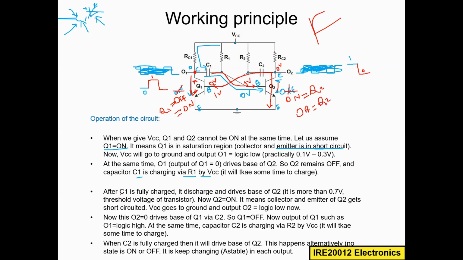So this will happen alternately. So let's see here. After C1 is fully charged, it discharges and drives the base of Q2. It's more than 0.7 volt. That is the threshold voltage VT.